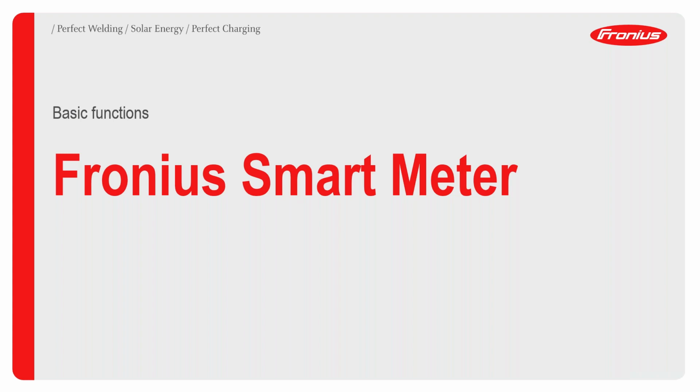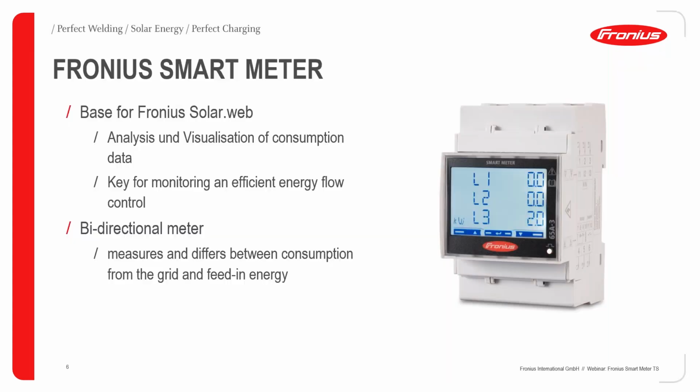So let's start with a short introduction of the Fronius Smart Meter. What is the basic function actually? The Fronius Smart Meter is a bidirectional meter and is the base for our visualization on Fronius SolarWeb. Fronius SolarWeb is our online portal where our systems are visualized, so visible for our customers, also for the installers if they want. And it can be used for analysis, but also for service purposes, of course.